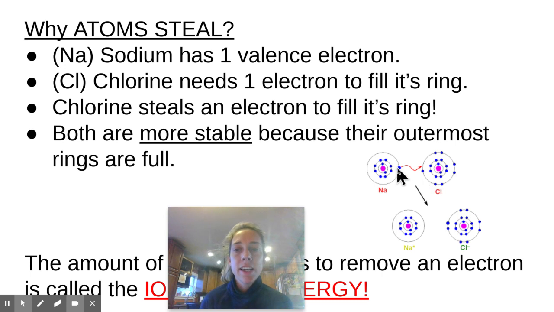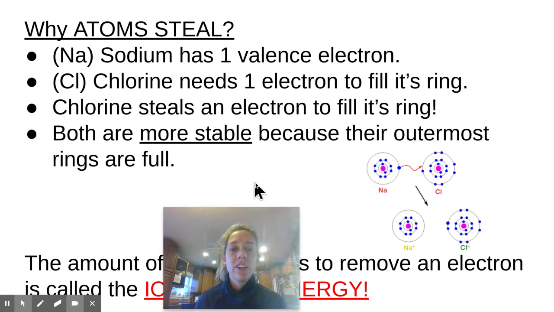So some atoms, like sodium, are easy to steal from because they don't really care. They don't want this outer electron. But other atoms are almost full. It's going to be a little bit more difficult to steal from them. So they're going to have what we call a high ionization energy. It takes a lot of energy to remove their electrons.